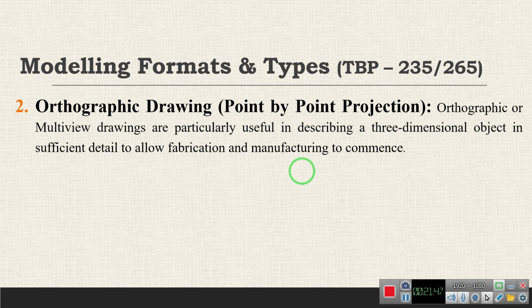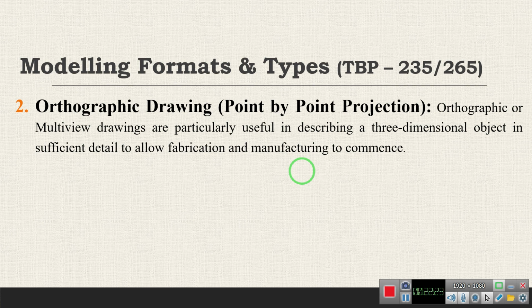Now coming to the second one, modeling format, that is orthographic drawing, also known as point by point projections. If you are given a 3D object, you have to show its projections in 2D format. Maybe its top view, side view, front view, back view, bottom view, like that. The definition is: orthographic or multi-view drawings are particularly useful in describing a three-dimensional object in sufficient detail to allow fabrication and manufacturing to commence.